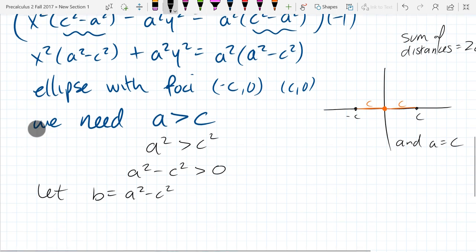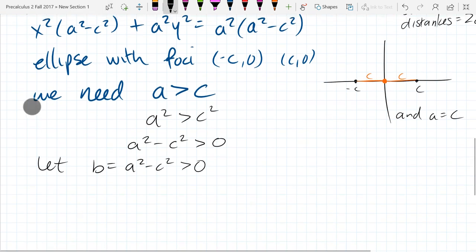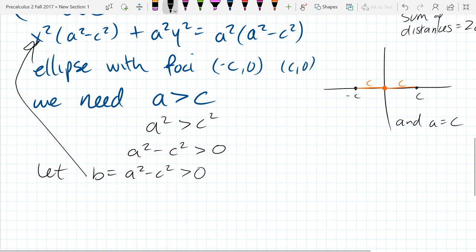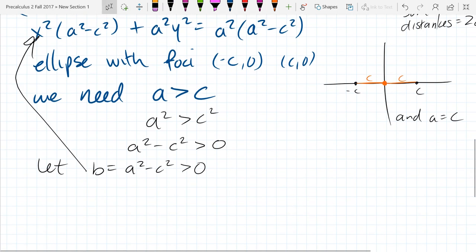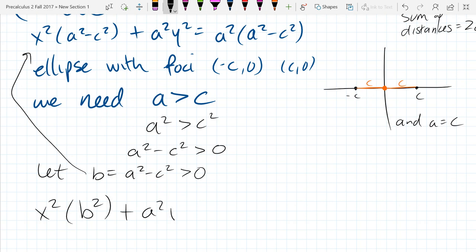And we're going to let b squared equal this a squared minus c squared, which of course is greater than 0. And now we're going to sub that in up here, everywhere you see a squared minus c squared. So it gives us x squared b squared plus a squared y squared equals a squared b squared.